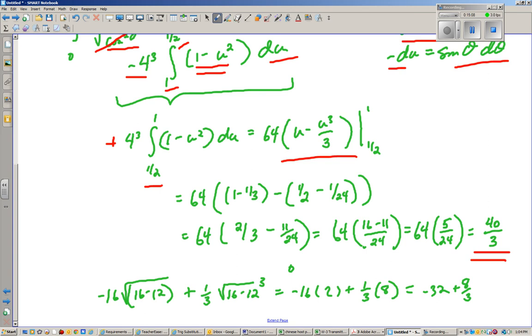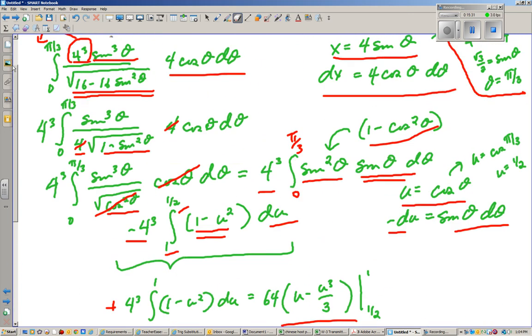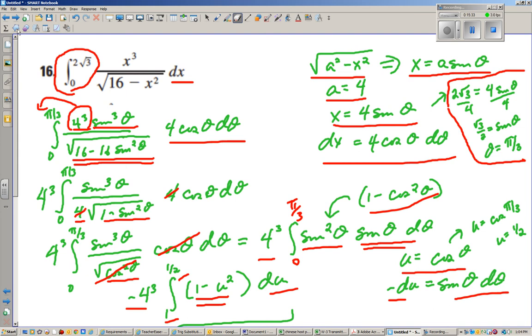And I think I've got a lot of noise going on here on the bottom, so let's take that out of here. That was something else I was thinking about, and that just is going away. Alright, so 40 thirds is my final answer. Pause it, take a look at it, see if it all makes sense, back up if you need to. This problem is a lot.